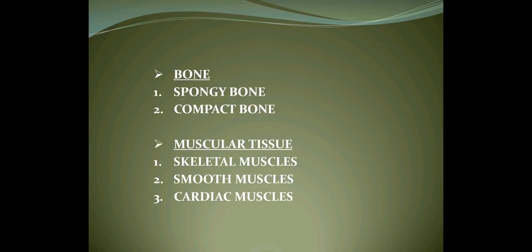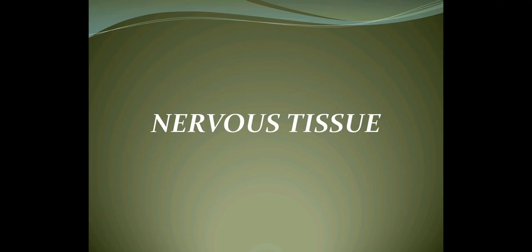In the last video lecture, we studied the details of bone. In that, we studied about spongy bone and compact bone. Then we studied the details of muscular tissue. In that, we studied three types of muscles, that is, skeletal muscles, smooth muscles, and cardiac muscles. Today, we'll start with the last part, that is, nervous tissue.